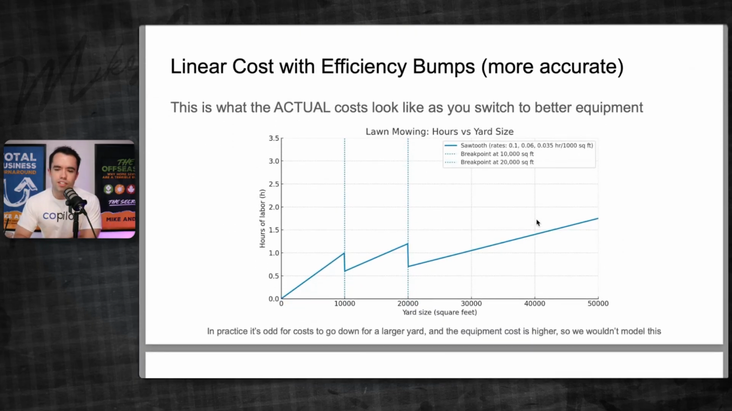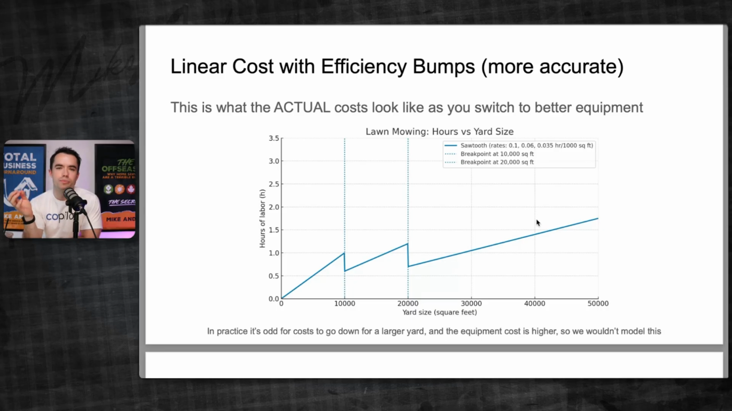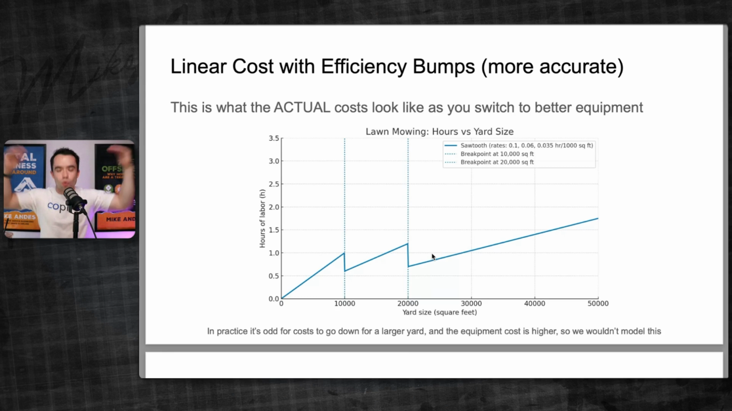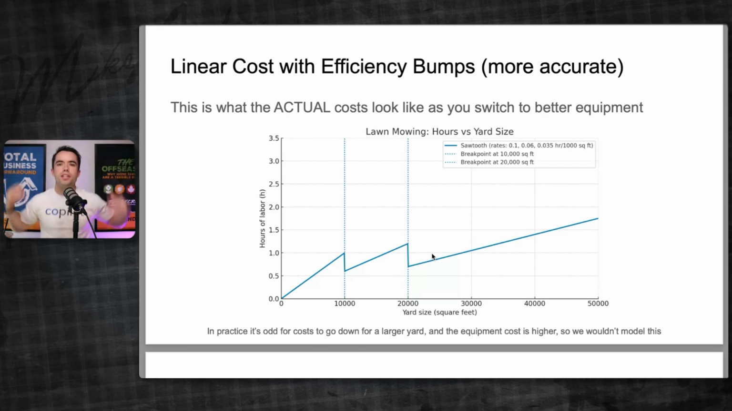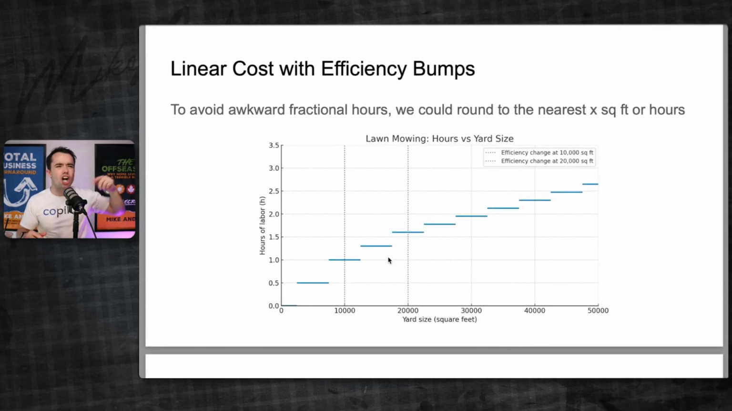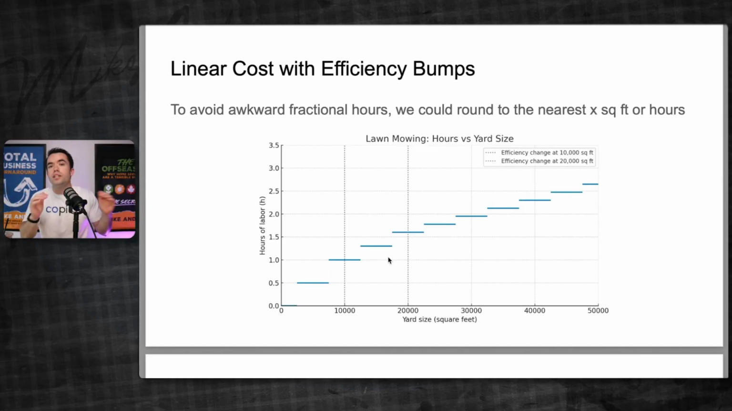Now, linear cost with efficiency bumps. This is actually the most accurate. This is the actual cost, but it's very difficult to do pricing with. This is what the actual costs look like as you switch to better equipment in terms of budgeted hours. If I'm able to go from a 21-inch mower to a 40-inch stand-on because the property gets a little larger, I might do the lawn in a shorter amount of time because I bumped up the size of equipment. So this is what it looks like in reality, but when it comes to figuring out pricing for the customer, I'm not going to charge the customer less because I upgraded my piece of equipment. I am going to keep going up.